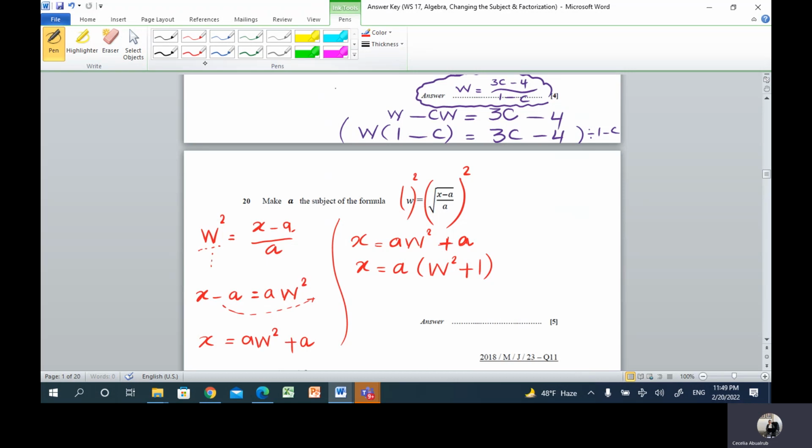So now we want to isolate A. So we're going to divide all this by the expression W squared plus 1. And the left side, we're going to divide it by W squared plus 1. So W squared plus 1 is cancelled on the right by W squared plus 1. And what is left is A equals x over W squared plus 1. And that's how we made A the subject. So A is equal to x over W squared plus 1.